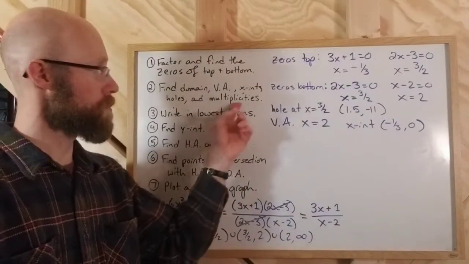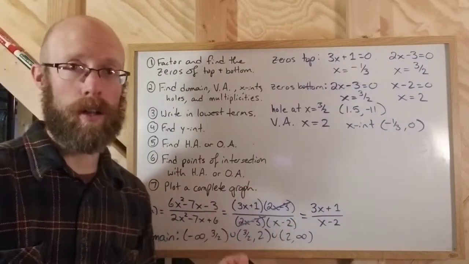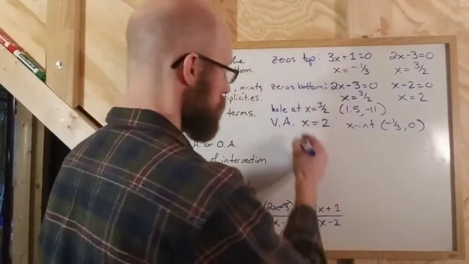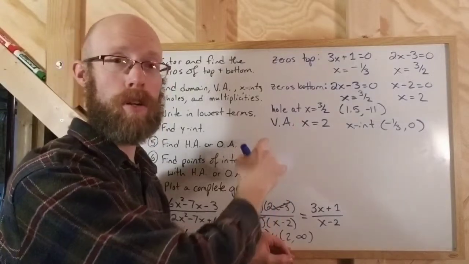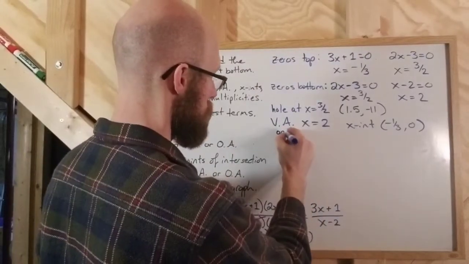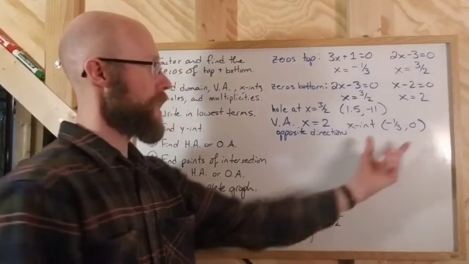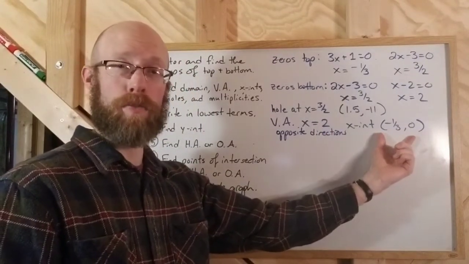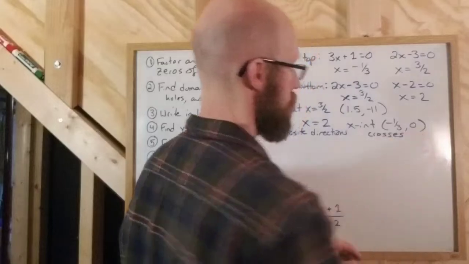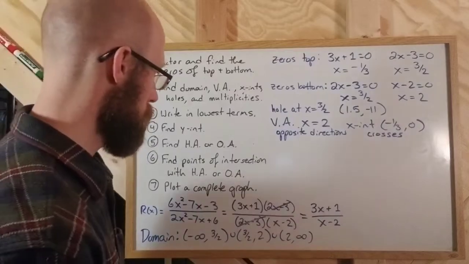Now the other thing that's interesting is the multiplicities here. Everything has a multiplicity of 1, right? All the powers on these factors are 1, so they all have odd multiplicities. And so for our vertical asymptote, that means the graph will approach that vertical asymptote in opposite directions, one going up and one going down. And the x-intercept, because that has an odd multiplicity, we know the graph will cross the x-axis there. So it's crossing the x-axis, or going through, not touching. Okay, so I've got all that.